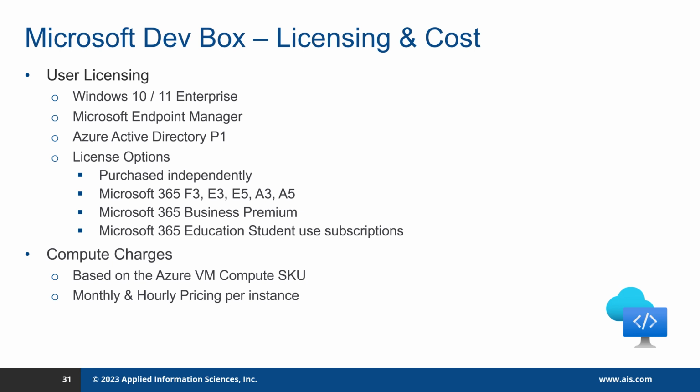So from a licensing perspective, there's really two phases of licensing, very similar to the other AVD solutions. There's the user licensing and the compute charges. User licensing, of course, you need to have Windows 10 or Windows 11 enterprise licenses available, utilizing Endpoint Manager P1 for your user licenses, and then also ensuring that you've got the 365 SKU license that you'll need within your organization.